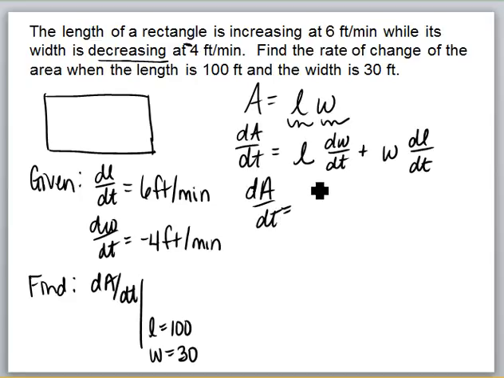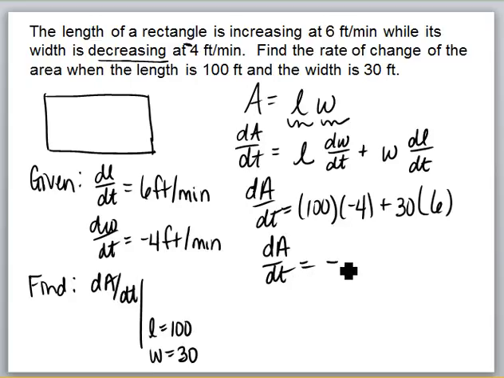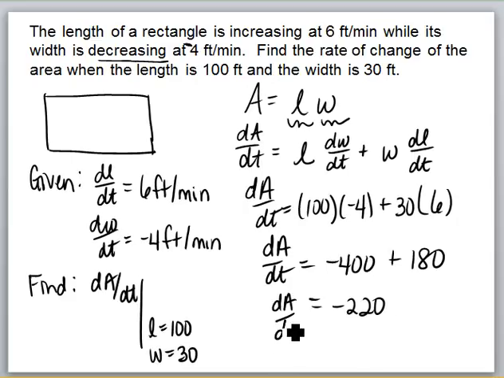I'm supposed to find that when L is 100, so I'm going to plug in 100. I know dW over dt was -4, plus I'm supposed to find this when W is 30, and I know dL over dt is 6. So dA over dt ends up being -400 plus 180. That's -220. Area is described in square units, so in this case, square feet, and the time is every minute. So the area is actually decreasing at 220 feet squared per minute in this problem.